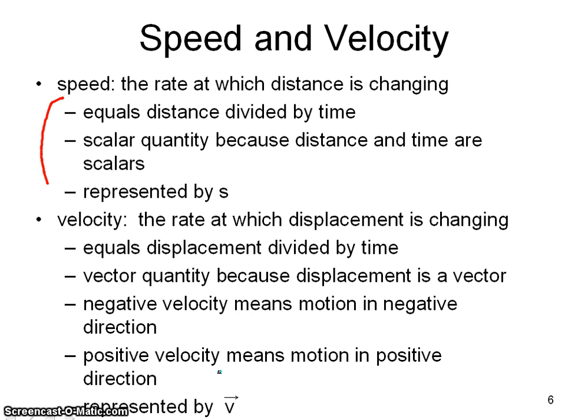So to recap, we need to know the difference between a scalar and a vector. Vectors care about direction. We've got distance, which is the total length of the path. We've got displacement, which is how far an object is from where it started, as well as the direction that it traveled. Speed is the rate at which distance is changing. Since distance is a scalar, speed is a scalar. Velocity is the rate at which displacement is changing. Because it's a rate, we divide the displacement by time, and it's a vector because displacement is a vector. Velocity cares about direction, speed does not.